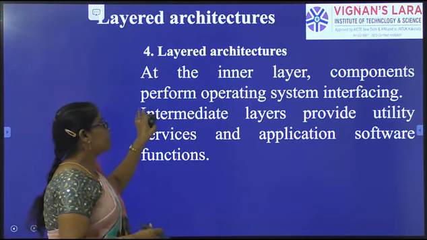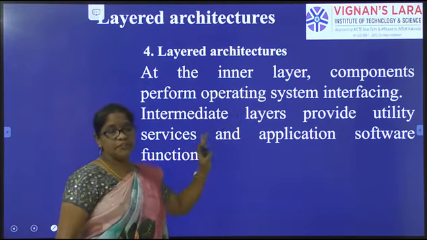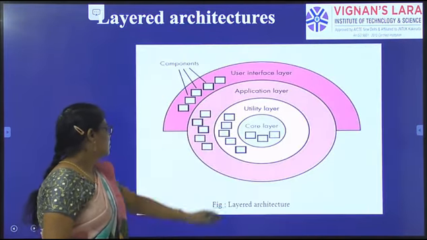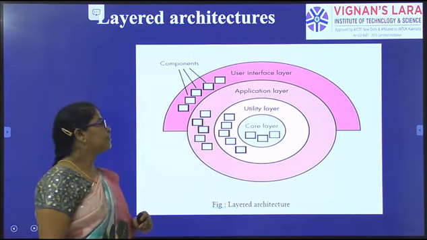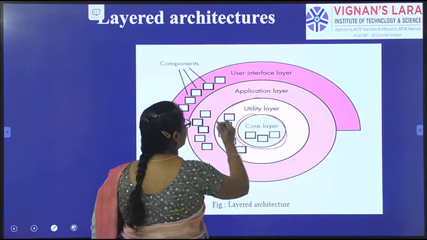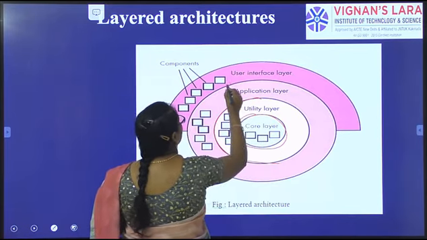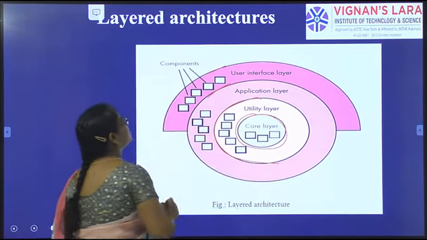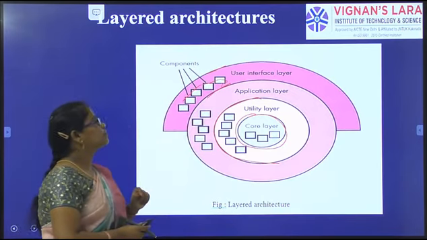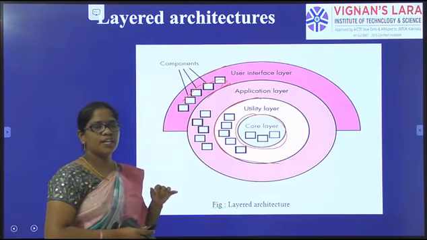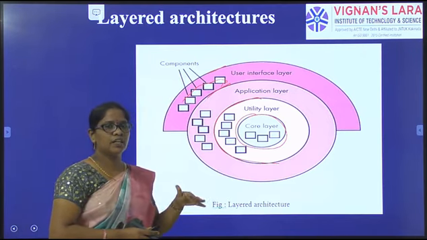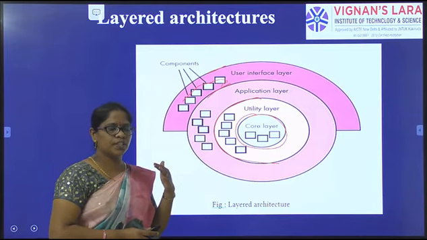In the inner layer, it goes for some operating system interface elements, some services and applications. This is the layered architecture design. This is the core layer. After this core layer, we have a utility layer. Then this is the application layer and this is the user interface layer. In the user interface layer, these are the components. Like an operating system, in the operating system you have a kernel. After the kernel only, you get whatever things you want.